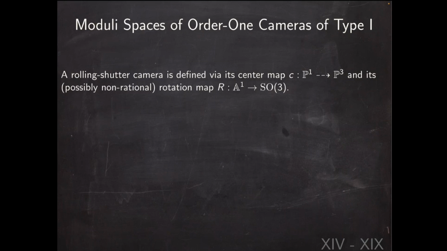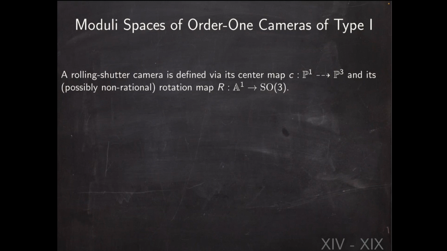Okay, and it's not so clear actually how to do it. Because, of course, a rolling shutter camera is given to you in general as follows. I could send the camera to you by sending you the map C of how its camera center moves, and I could also send you this possibly non-rational map that gives you the rotation at each point in time. But then I have only given you a camera, not generally an order 1 camera.